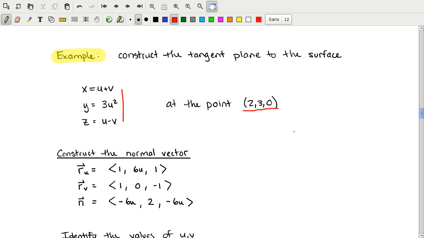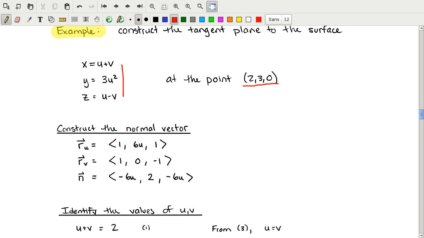So we have our steps. First, we find the normal vector. We calculate dr du, that is 1, 6u, 1. We calculate dr dv, the partial derivative with respect to v, that is 1, 0, negative 1. And then we take the cross product. I have in my head put an i, j, k here and taken the determinant of the resulting pseudo matrix and gotten the normal vector negative 6u, 2, negative 6u. So here we have the normal vector anywhere on the surface for all values of u and v.